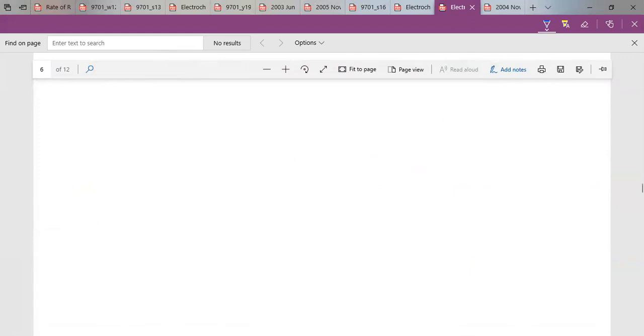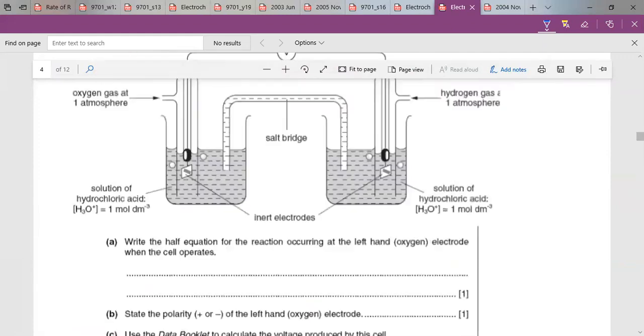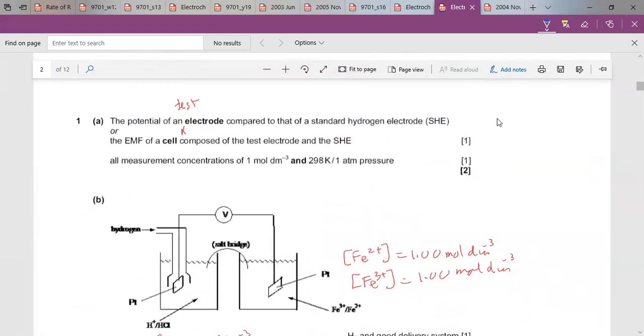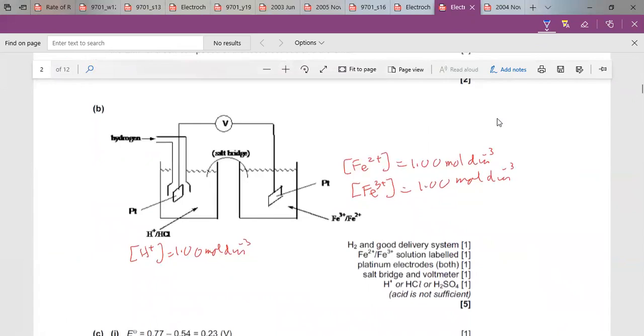All right, I planned everything already, so it's faster for us to cover the whole thing. Okay, here, see, hydrogen again. The arrow must go inside. Okay, platinum. Whenever there is no metal in the system, you put platinum. The H plus is 1.00. Okay, going down here, salt bridge.